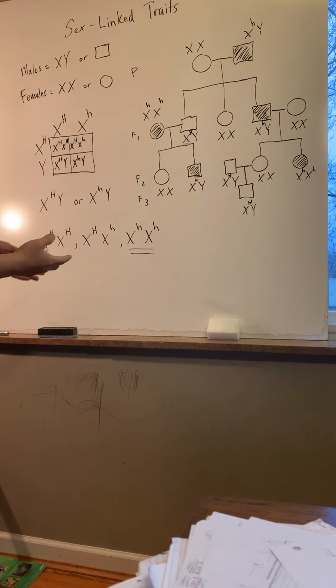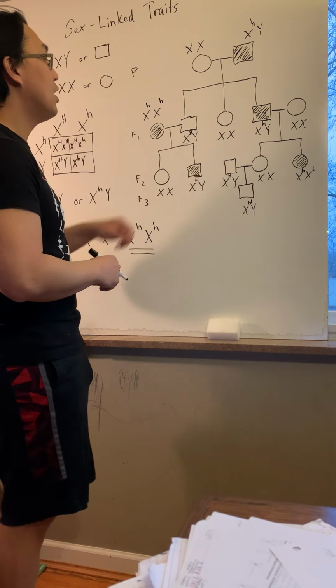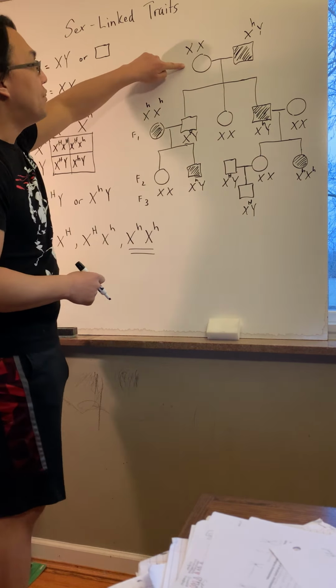Now we're ready to fill in the rest. In this case, this individual has to be heterozygous, in other words, has to have a big H, little h. The reason why is because they have a son that has hemophilia. In order for the son to have hemophilia, they must have received it from the mom, because what does the dad always give to the son? A Y chromosome. So this Y chromosome has to come from dad, whereas this little h must come from mom.